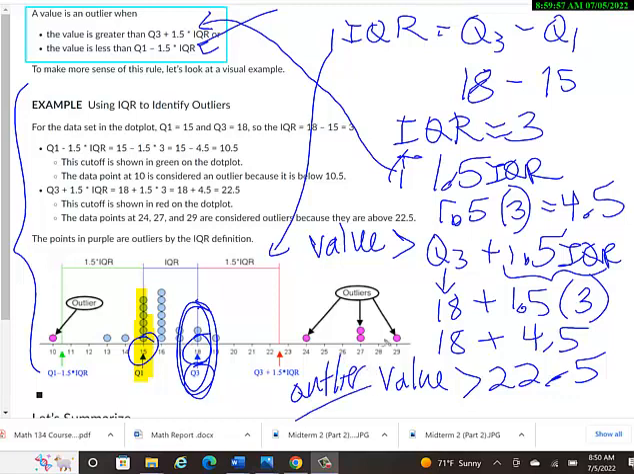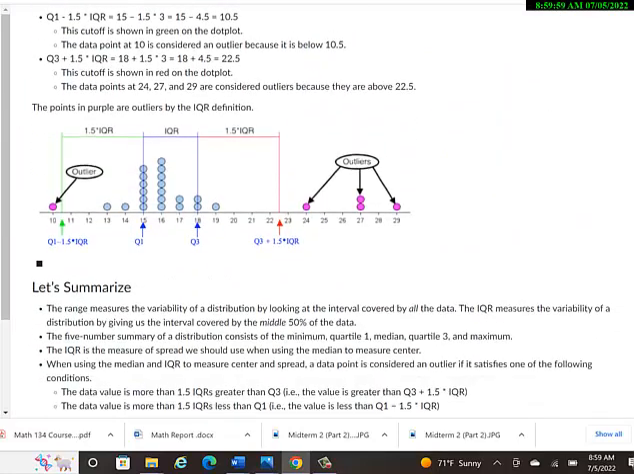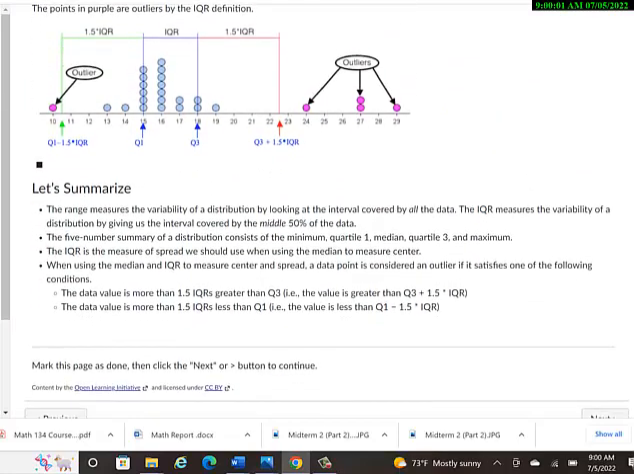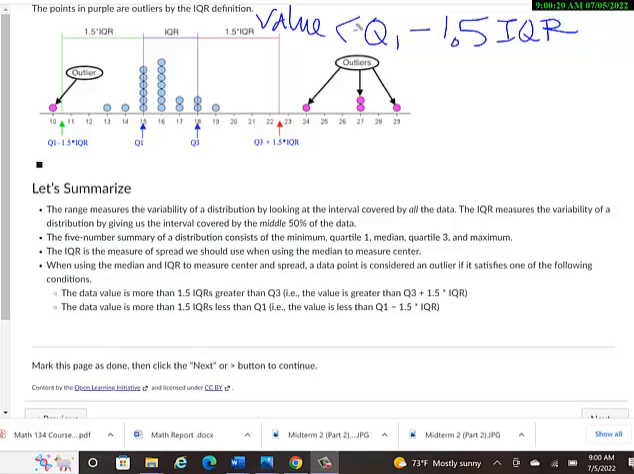But the other way also is, sorry, you can rewind that if you didn't get that, I'm sorry. In order to move the screen, I have to stop all the writing. Anyway, also Q1 minus 1.5 times interquartile range is another way. If there's a value less than that, that means it's an outlier on the left side. The first one that we calculated was an outlier on the right side. So I think above we said the value greater than 22.5 would be an outlier.